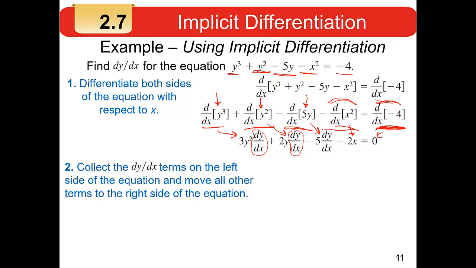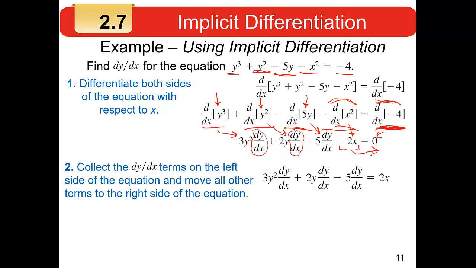Okay, what was the next step in the process? The next step was to get everything that had dy over dx in it on generally the left side of the equation, and then move everything else to the right. Well, as you see, the only thing that doesn't have a dy over dx in it is that negative 2x. If you move it to the other side, it'll become a positive 2x.